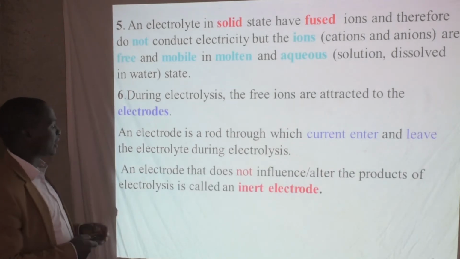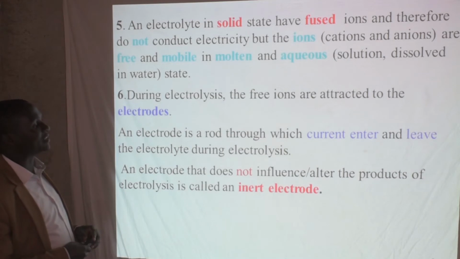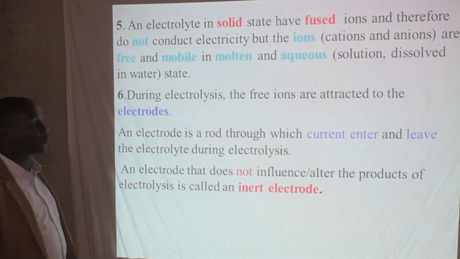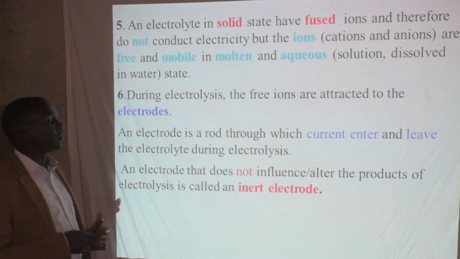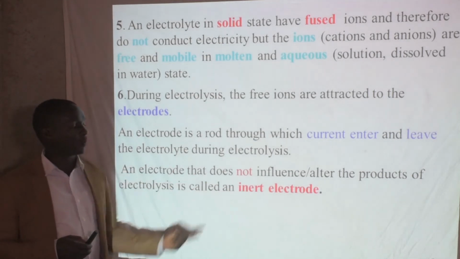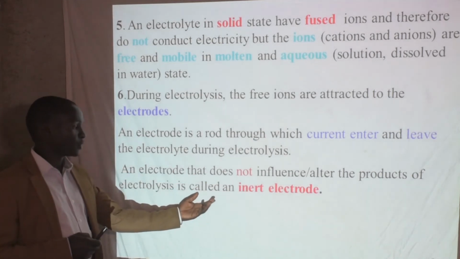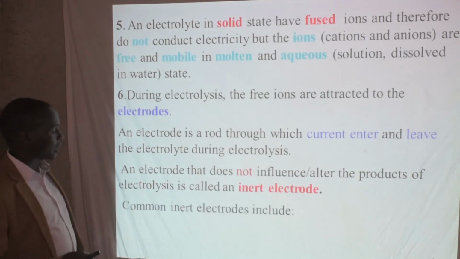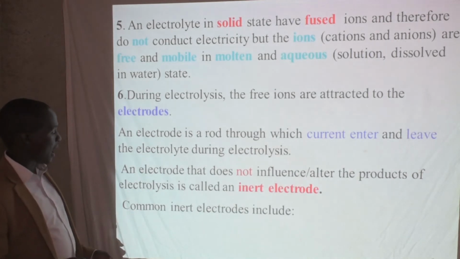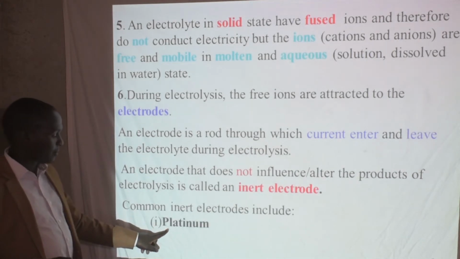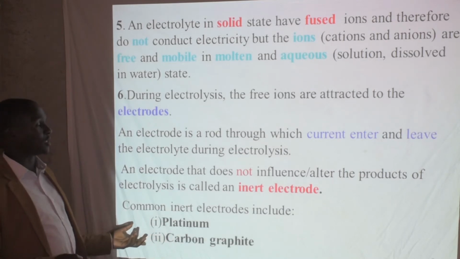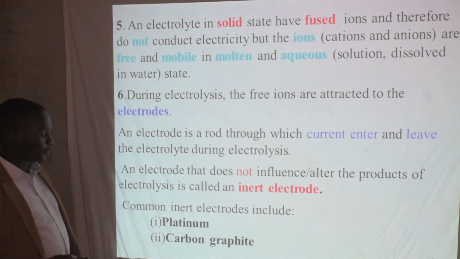Now, an electrode that does not influence or alter the products of an electrolysis is called an inert electrode. Inert means, I think you learned about inert gases, does not react. So we have electrodes which do not react. The examples we have here are, number one, platinum, and number two, carbon graphite. Those are the two inert electrodes that we will be using in our lessons which are coming.